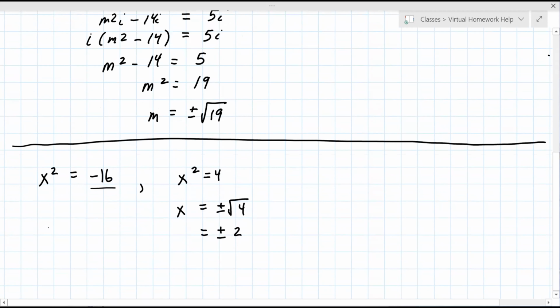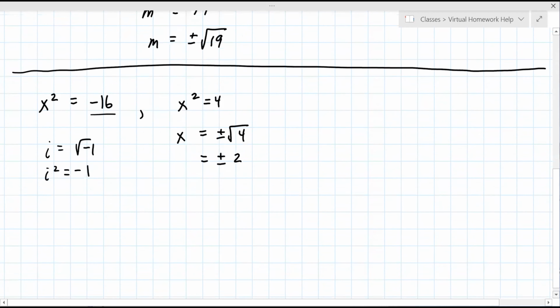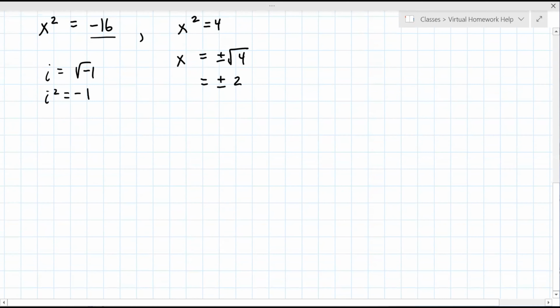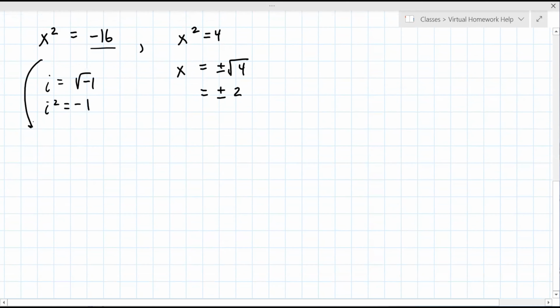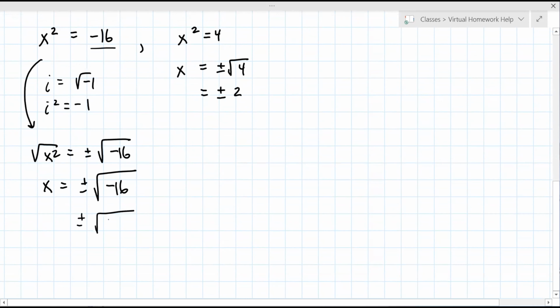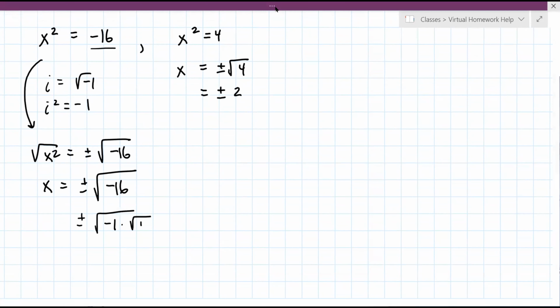Well, we recall from the question of the day that i is equal to the square root of negative 1, and related to that is i squared is equal to negative 1. If we take the square root of both sides, we see that x is equal to plus or minus the square root of negative 16. We can rewrite what's inside the square root as negative 1 times 16.